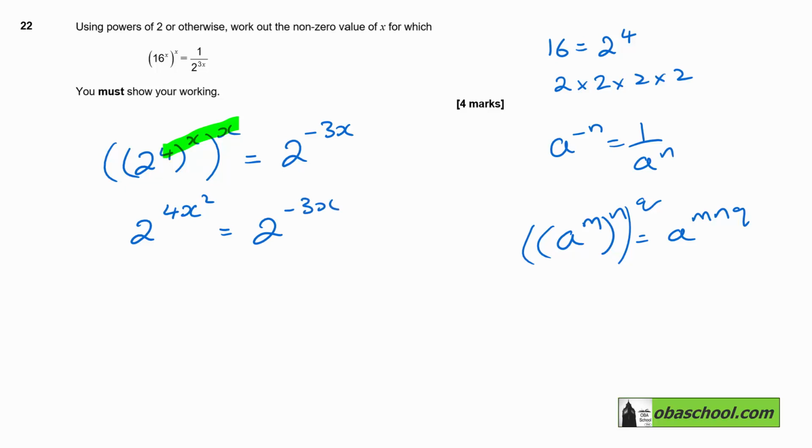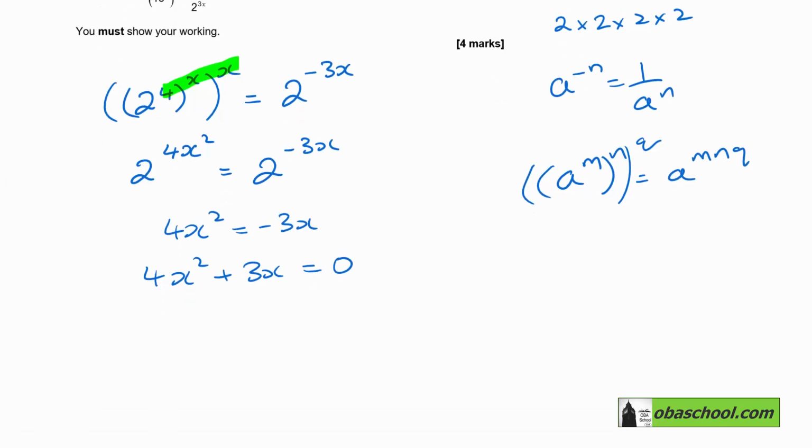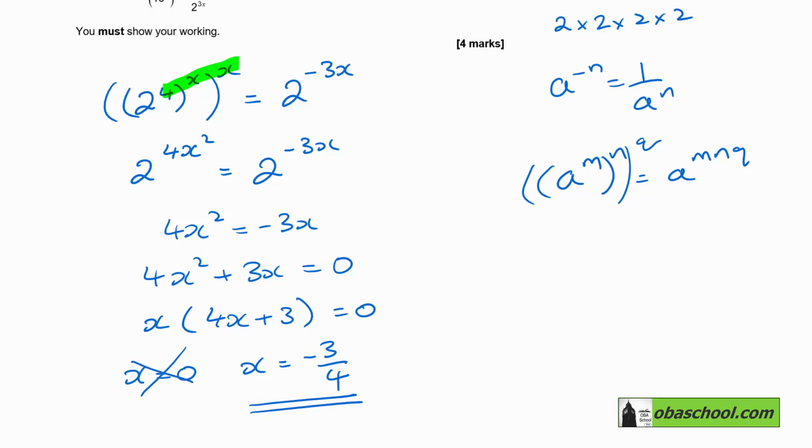Well, if that's true, since the bases are the same, the indices must be equal. 4x squared must be equal to negative 3x, and that means 4x squared plus 3x is equal to 0. And we can factorize there by taking out an x. x times 4x plus 3 is equal to 0. That gives us x is 0, or x is equal to negative 3/4. Since we want the non-zero value, our answer is negative 3/4.